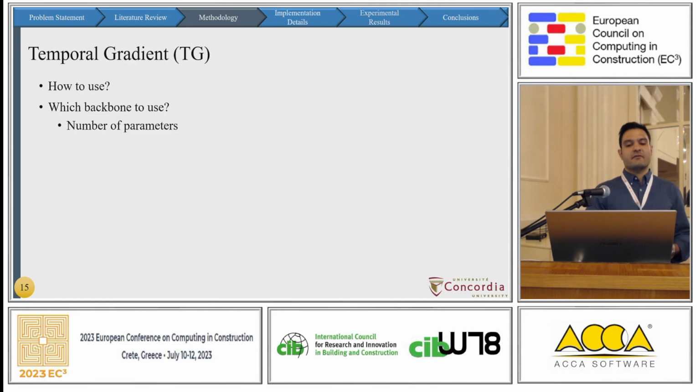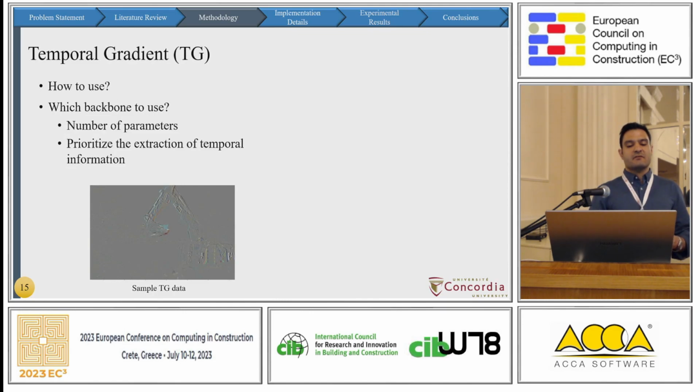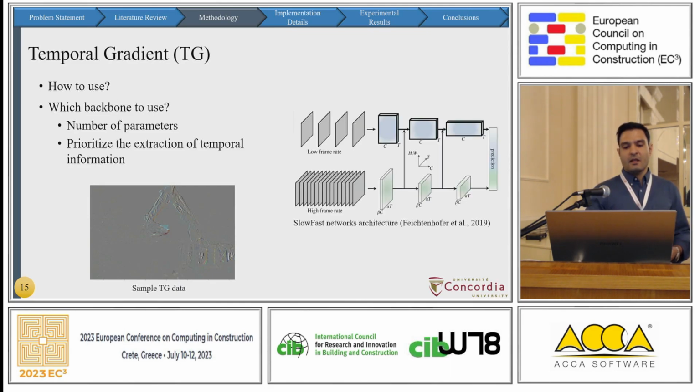The first is not to have a large number of parameters that would then need a lot of data for training. The second is that we want this backbone to focus on the extraction of temporal information because the spatial information is already being extracted by the other two backbones. And a third factor is that recently some works like the SlowFast network that we see in this figure have proposed a two-stream architecture in which they use a smaller backbone alongside the bigger one, so that the smaller backbone can focus on the extraction of temporal information.